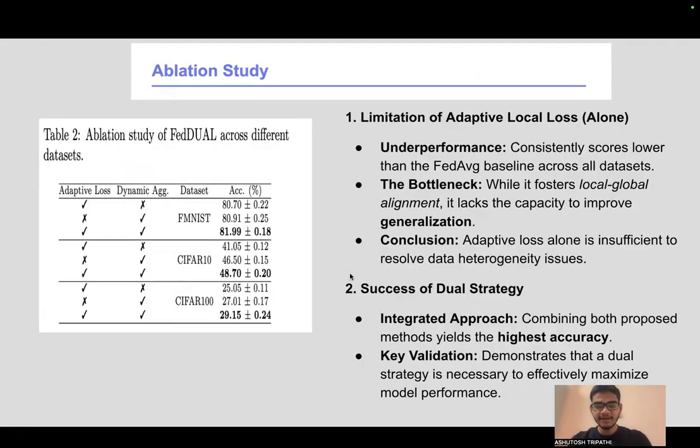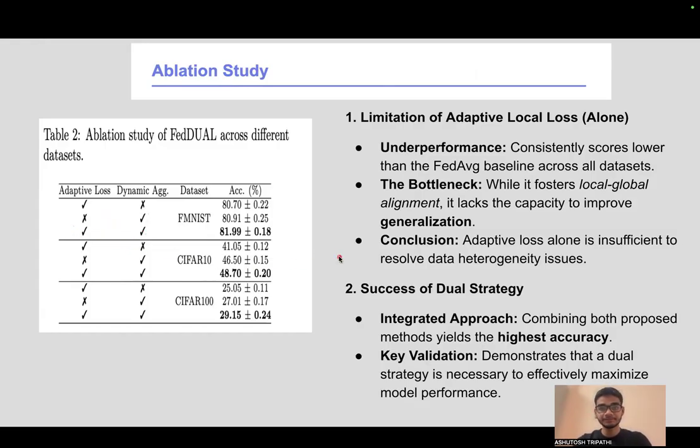Then we have also conducted an ablation study. As we discussed, we have two modules that we have proposed. Firstly, we have done experiments using adaptive loss only and doing the vanilla aggregation for all of the layers. Secondly, we are doing cross entropy loss for local training and doing the dynamic aggregation only. Then we are using both. That is our FedDUAL strategy.